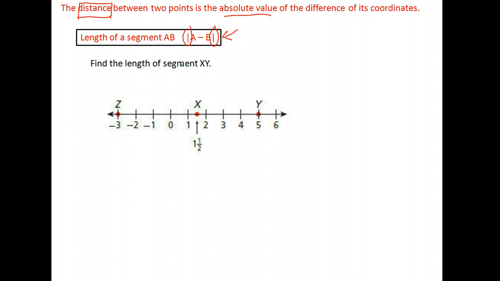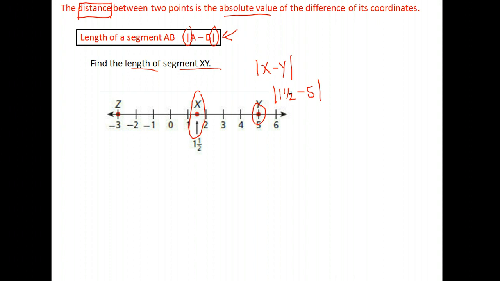So for example, down here we have them asking us to find the length of segment XY. Now if we follow our formula, we're supposed to take the coordinate of X minus the coordinate of Y and do the absolute value of that. So look on our number line here. X is located at 1.5. Y is located at 5.